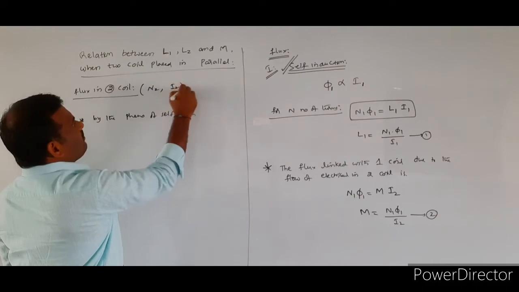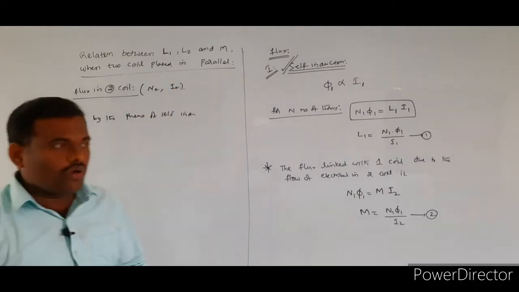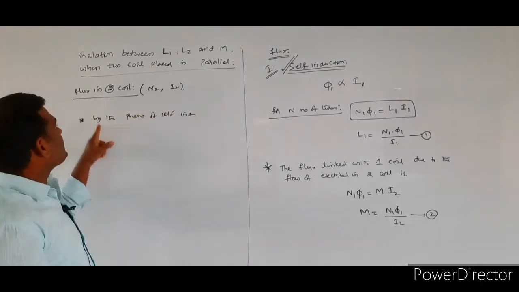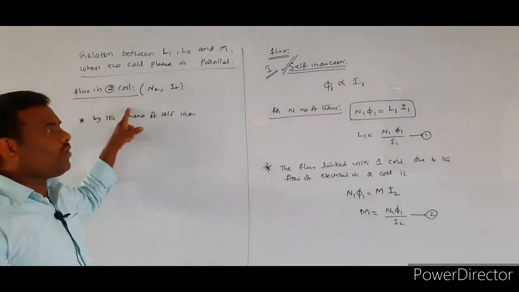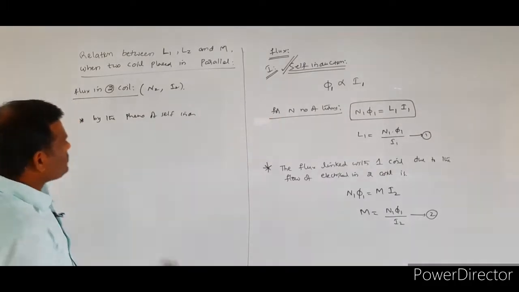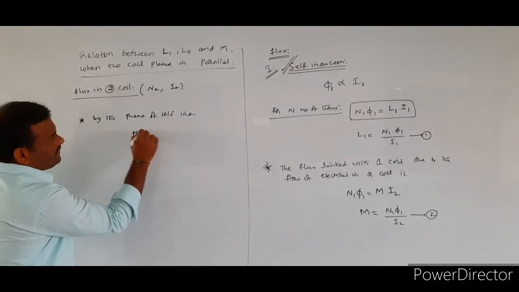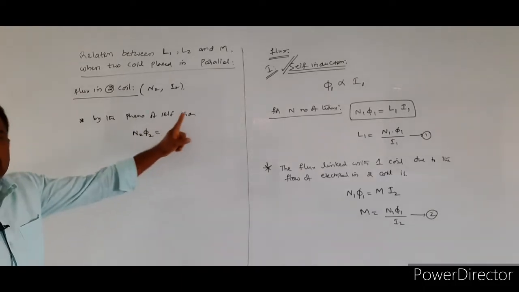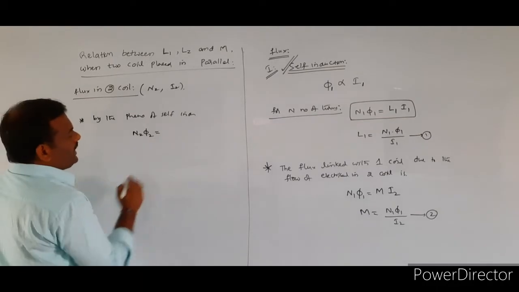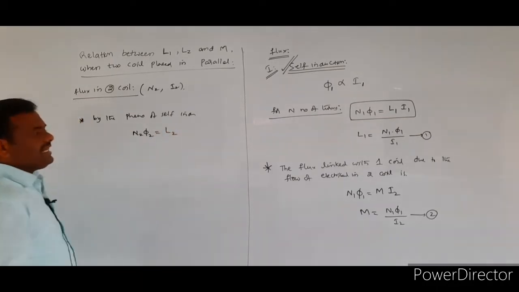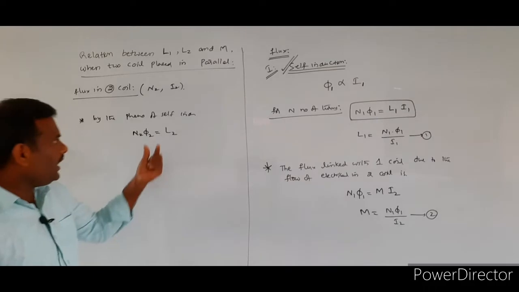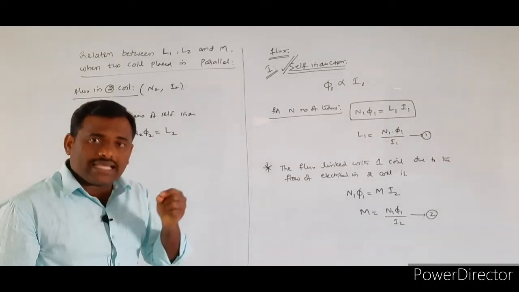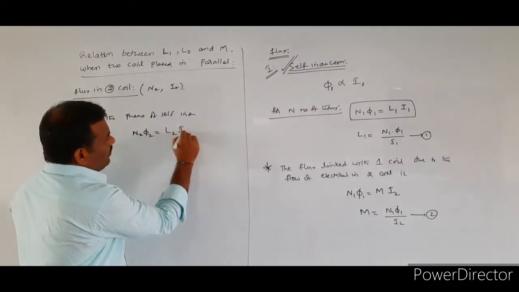N2. Current flowing is equal to what? I2. So when you consider the phenomena of self-induction, the total flux linked with the second coil is N2φ2, which equals the coefficient of self-induction of the second coil, L2, times the actual current flowing through the second coil, I2.